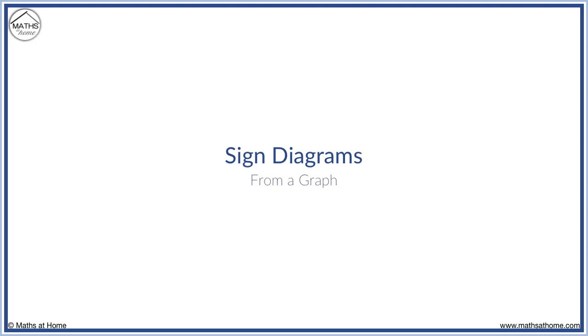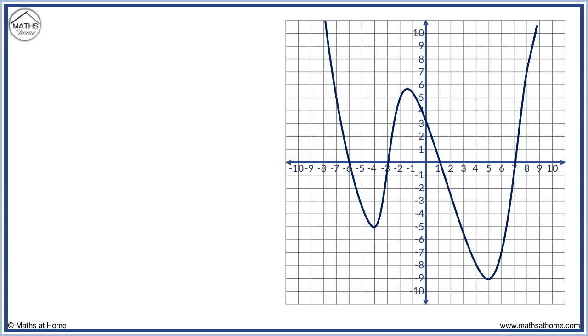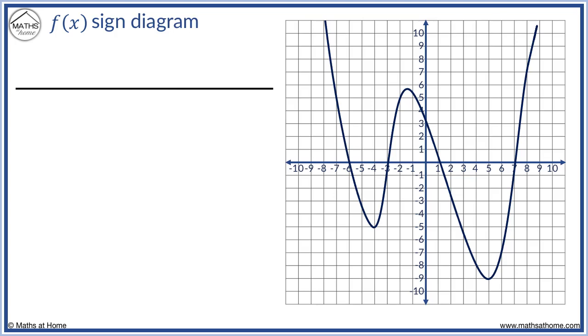In this lesson, we learn how to draw sign diagrams from a graph. Here is a graph of a function. We will first draw the f of x sign diagram. This tells us if the graph is above or below the x-axis. We first mark the x-intercepts, as this is where the graph changes from being above or below the axis.